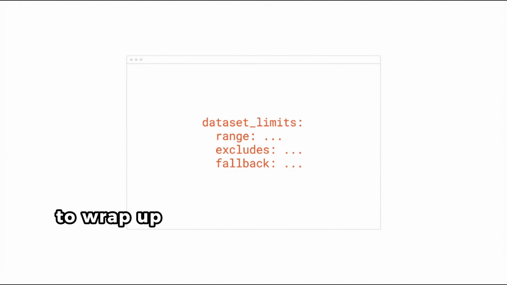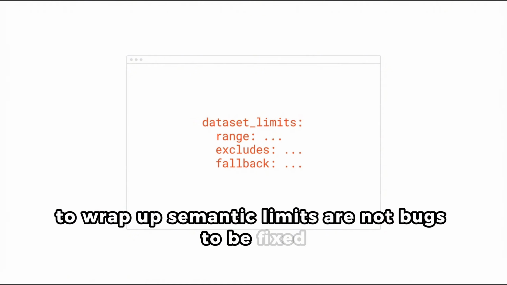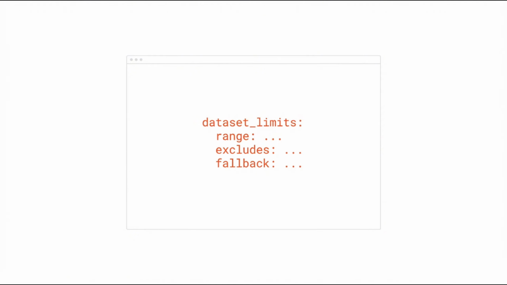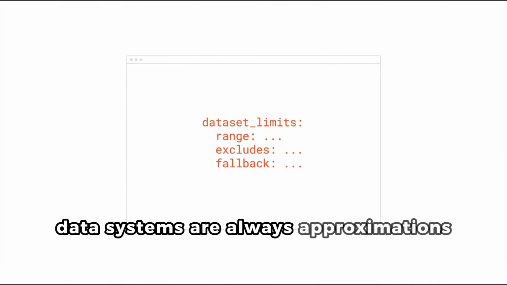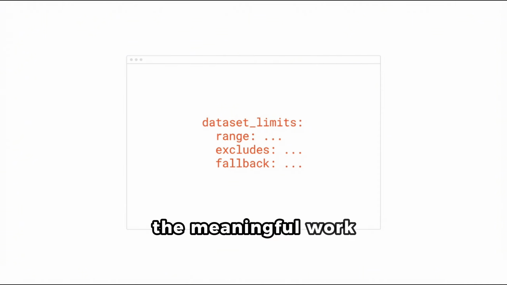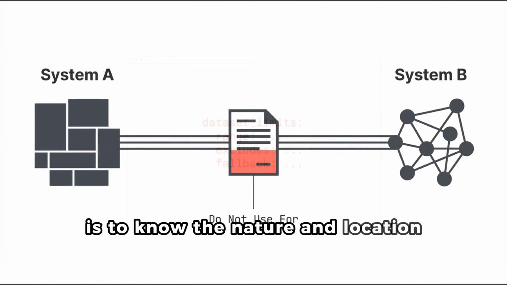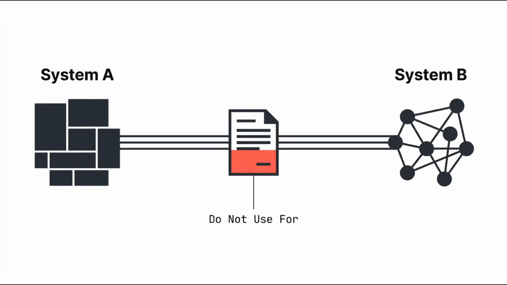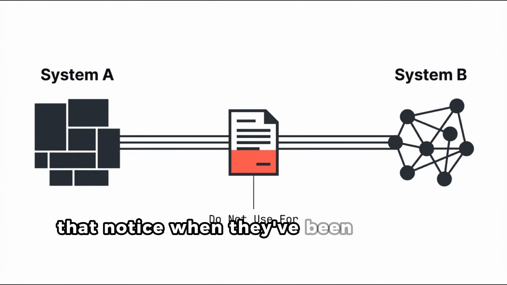To wrap up, semantic limits are not bugs to be fixed once and forgotten. They are facts of life. Data systems are always approximations. The meaningful work is to know the nature and location of those approximations, to encode them, and to design systems that notice when they've been exceeded.